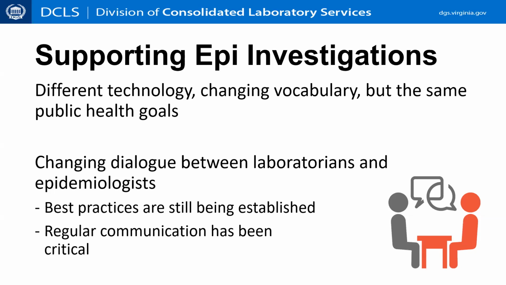But because we are using a different approach, it requires a different language between laboratorians and epidemiologists. We're no longer talking about PFGE patterns. We're talking about allele codes, SNP differences, allelic differences, and all these different things. So regular communication, at least in Virginia and what I've seen in other states across the U.S.